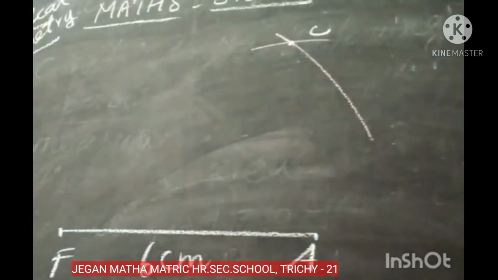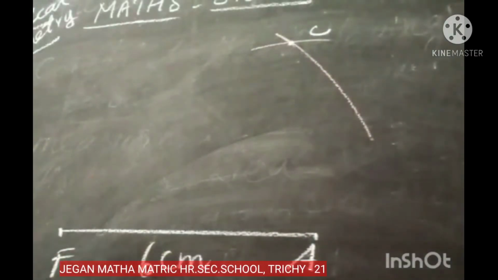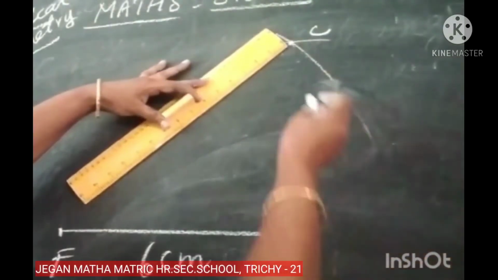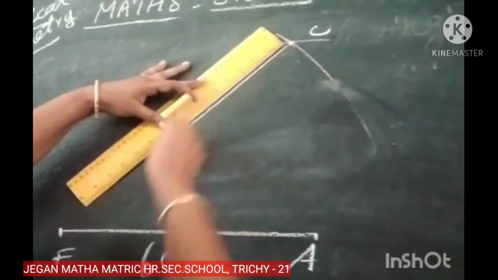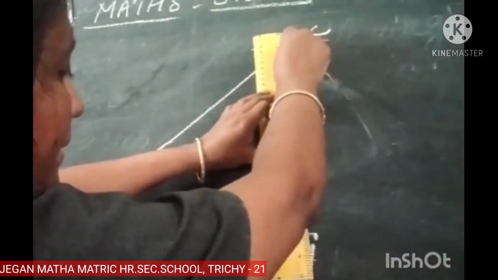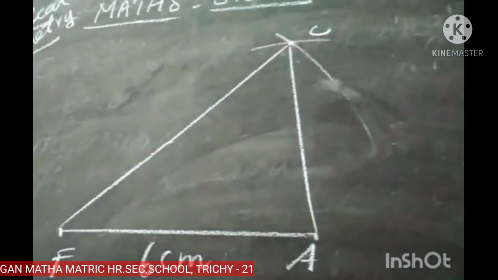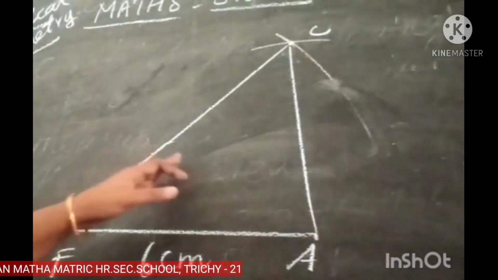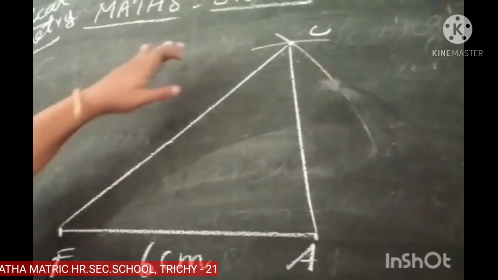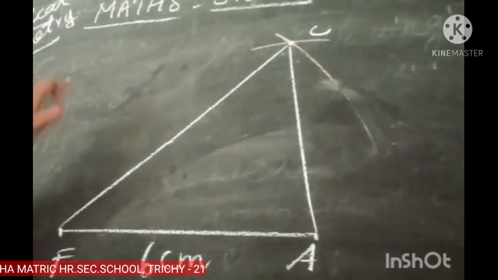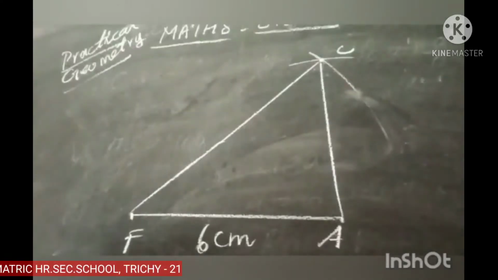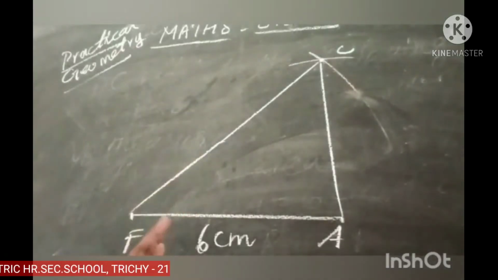Now you can join this. Join FC and then AC. By using the ruler you have to draw FC and then AC. Now you can join like this. Now one part is over, rhombus part 1 is over. Here we also want 2 sides, that is FE and EC. Let us continue the next part.